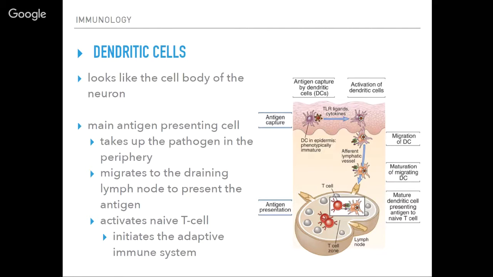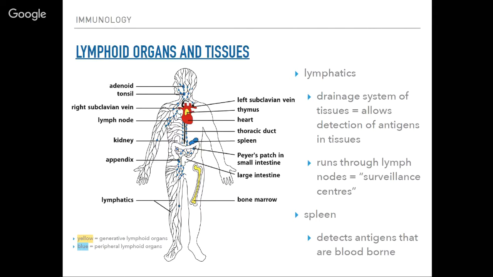Dendritic cells, they're the ones that look like stars, and they're the main and the most important antigen presenting cell because they're the main link between the innate and adaptive immune system. We'll come back to more detail in a moment. Okay, so lymphoid organs and tissues.